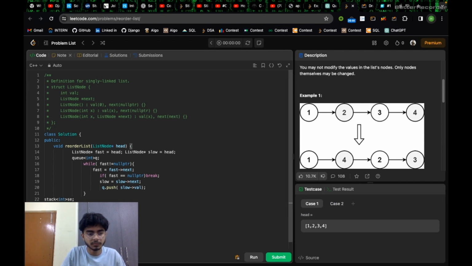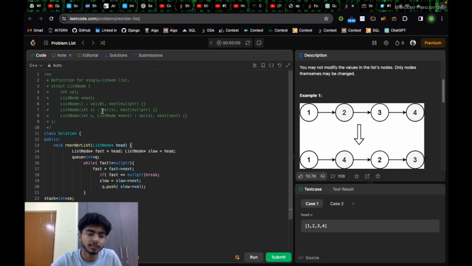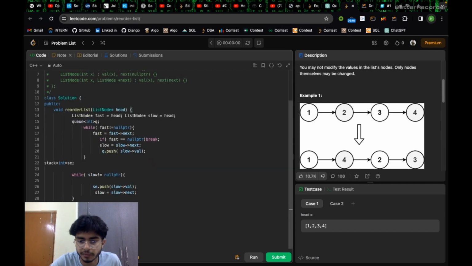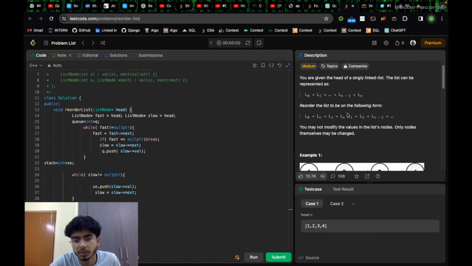While the slow pointer doesn't get to the null pointer, we would be increasing it. We push the value of the index onto the stack, and we would increment it. Okay, in both the data structures we have got our values, in the queue and the stack.